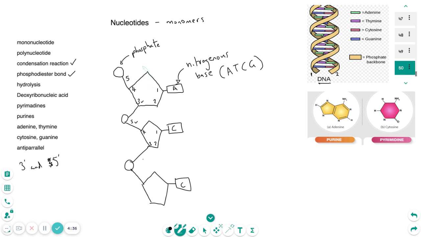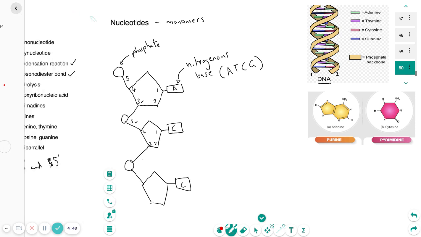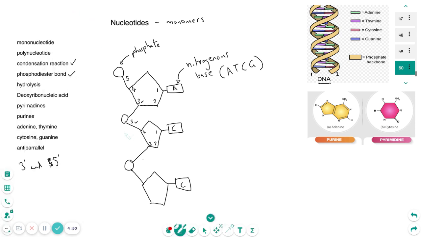So the single strand has been formed, and we call this a backbone. It's where carbon 3 and carbon 5 are bonding together, and we get something called a phosphodiester bond. So see there, that there is a phosphodiester bond.